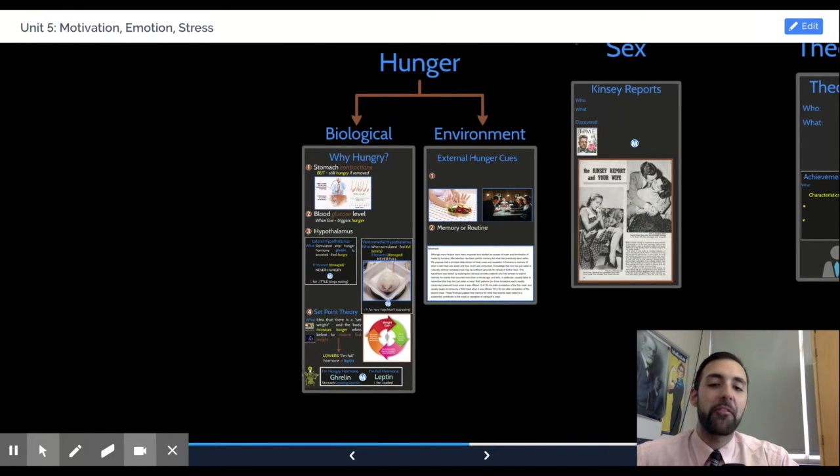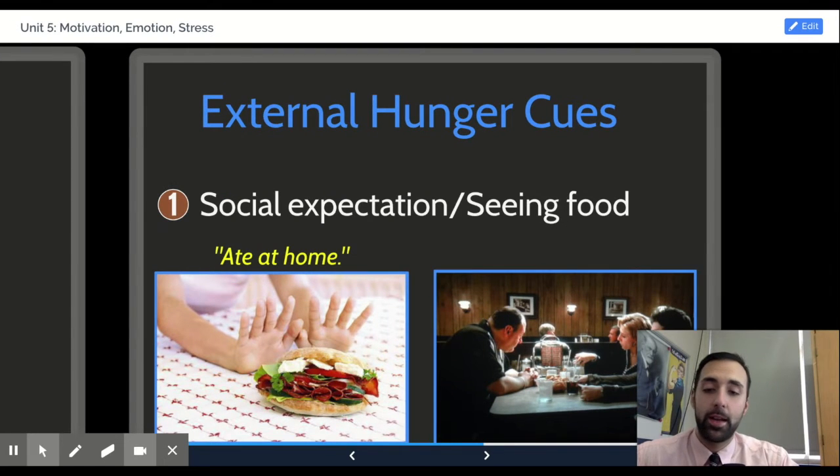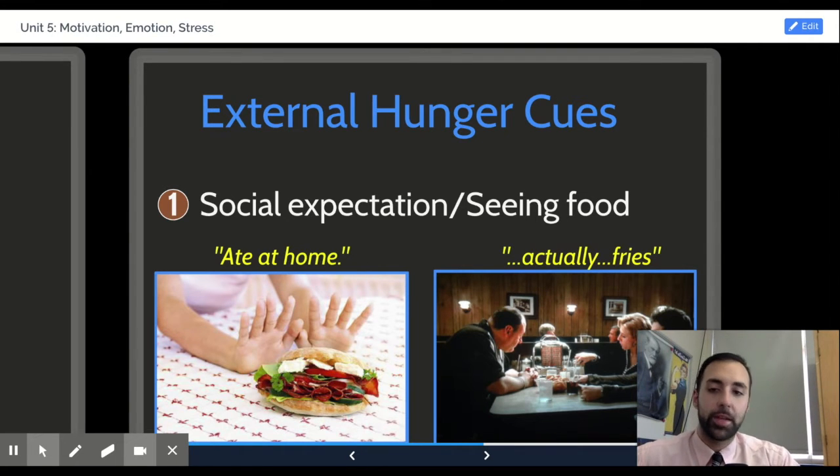There are some environmental reasons why we eat. First is that we're in a social situation where eating is just expected, or quite frankly, just because we saw food. So, for example, you could choose to eat at home because you're trying to save money. You have a full meal, and then you go out to eat with your friends. So you're at a restaurant, everyone's eating, people are talking about what they're ordering. It's sort of a social expectation that you order something too.